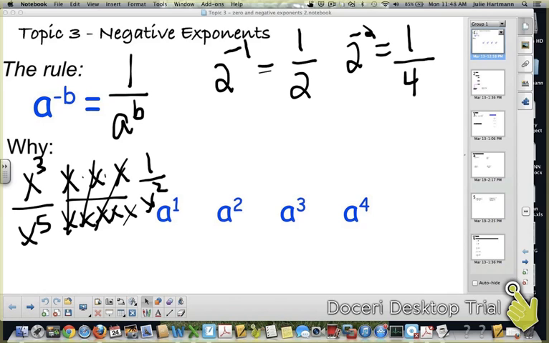Well, if you recall from topic 2, our exponent rules, 3 minus 5 is negative 2. So that would be x to the negative 2, which we know we got 1 over x squared.